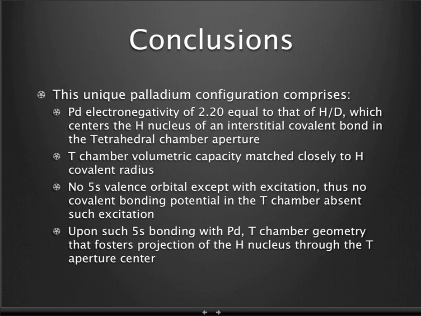This unique palladium configuration comprises palladium electronegativity of 2.20 equal to that of hydrogen and deuterium, which centers the hydrogen nucleus of an interstitial covalent bond in the tetrahedral chamber aperture. T-chamber volumetric capacity matched closely to hydrogen covalent radius. No 5s valence orbital except with excitation, thus no covalent bonding potential in the T chamber absent such excitation. Upon such 5s bonding with palladium, T-chamber geometry fosters projection of the hydrogen nucleus through the T aperture center.